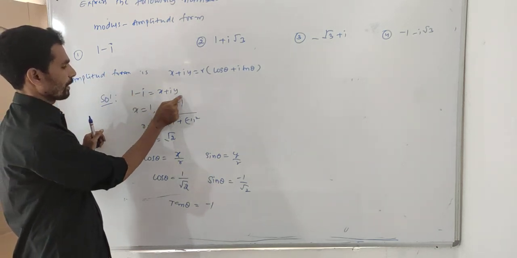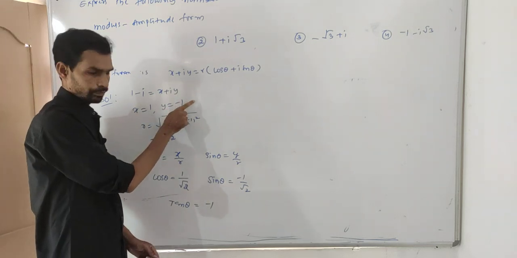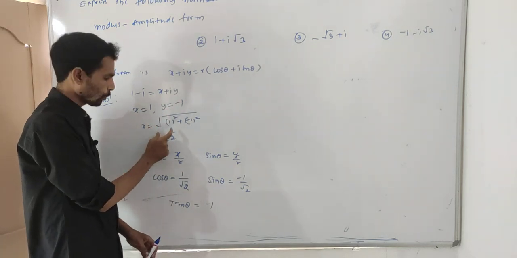1 minus i is given. What is the real part here? Real part is 1. Imaginary part is minus 1. What do you want? You want r. r is equal to root 2.